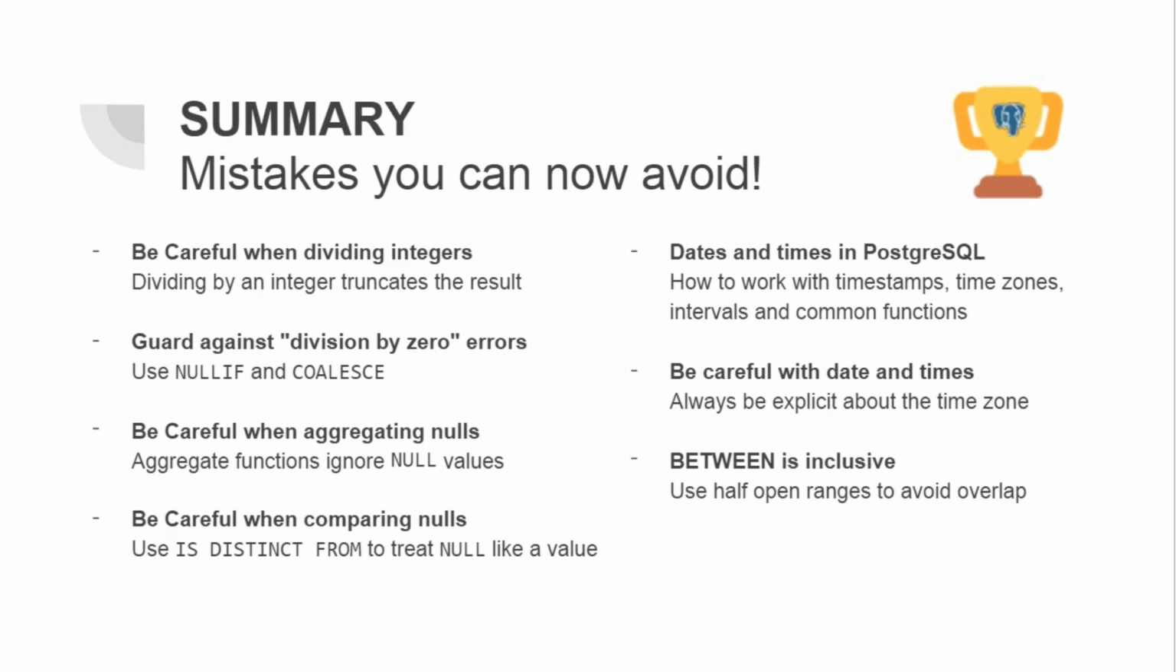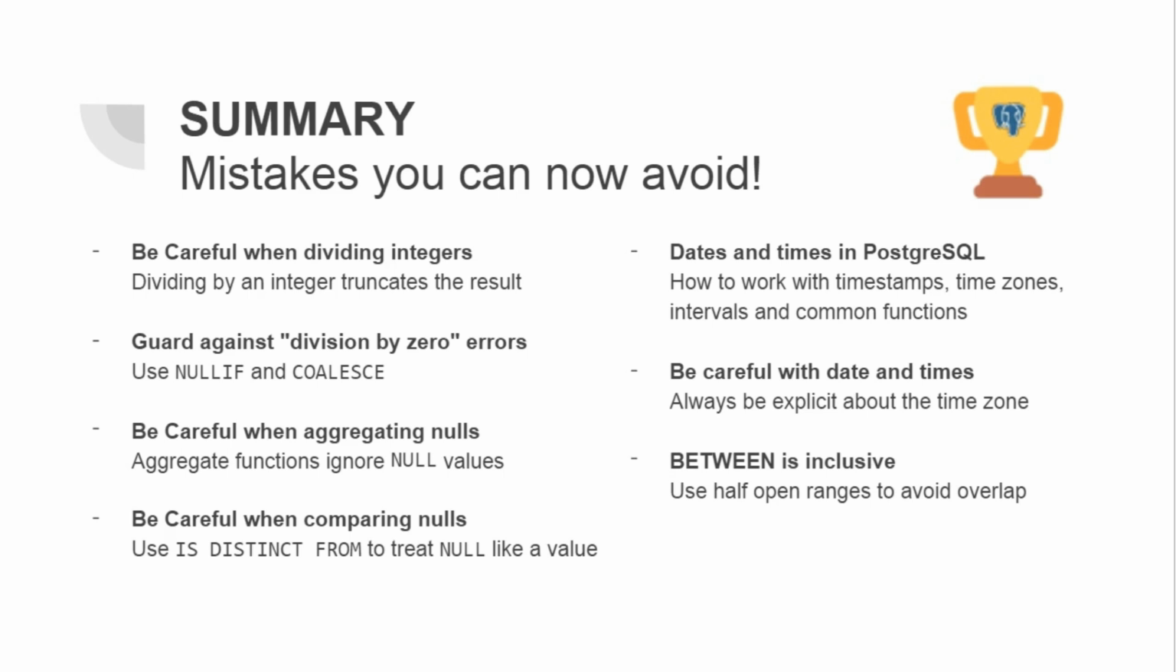The next common mistake we saw is division by 0. We saw that when you divide something by 0, you get an error. To avoid this, you can use the combination of NULLIF and COALESCE. NULLIF is a function that turns any argument that equals the second argument to null. We also saw that once you divide a number by null, you get a null. And you can turn that back into a number using COALESCE.